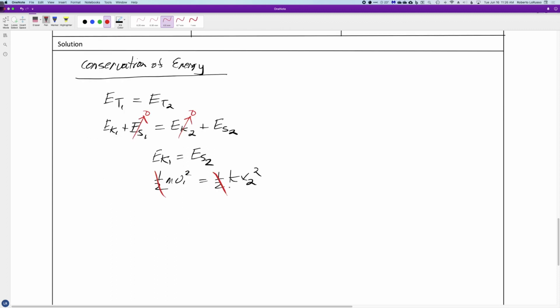Okay, so the halves cancel out, and we have to isolate for V1. So I'm going to divide both sides by m. So I'm left with V1 squared is equal to kx2 squared divided by m. I got to get rid of the square. The opposite of square is square root. So I take the square root of both sides, and I'm left with kx2 squared over m.